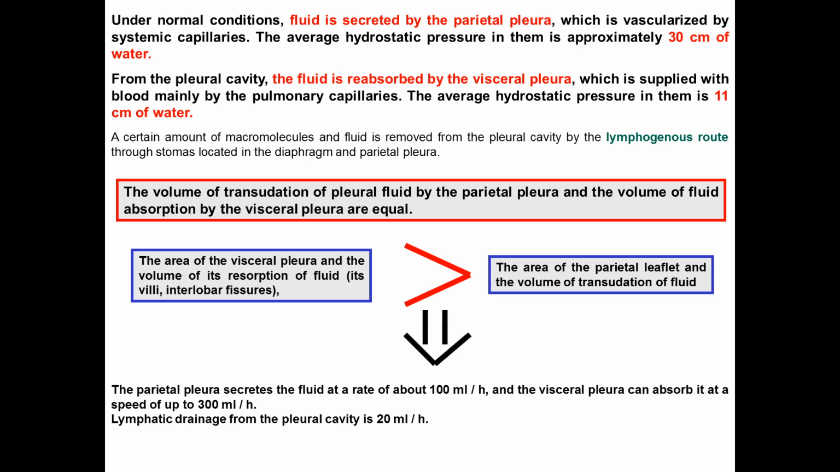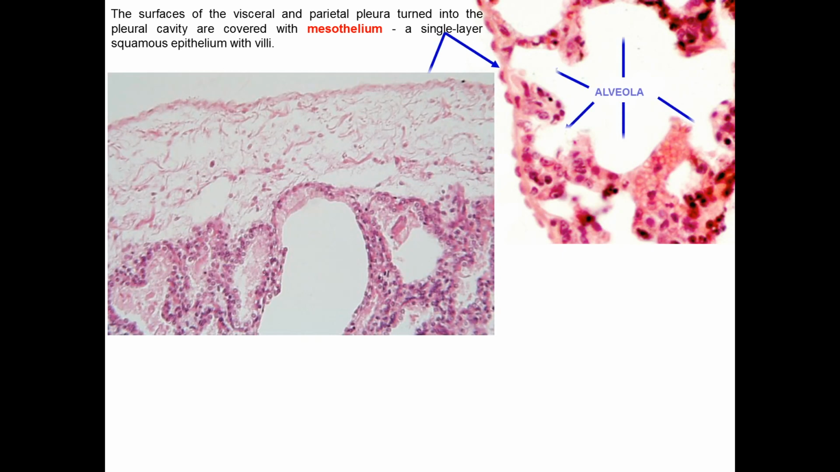You should also know that the volume of pleural fluid secreted by the parietal pleura and the volume reabsorbed by the visceral pleura are equal. The parietal pleura secretes fluid at a rate of around 100 milliliters per hour, and the visceral pleura can absorb it at a speed of up to 300 milliliters per hour. Lymphatic drainage from the pleural cavity is about 20 milliliters per hour.